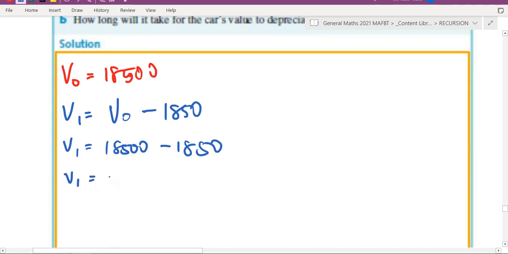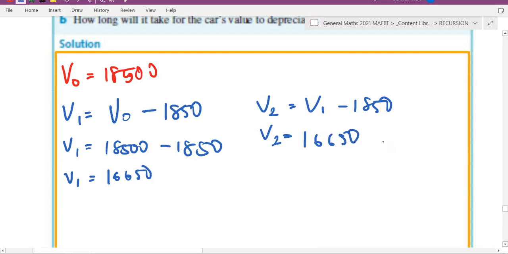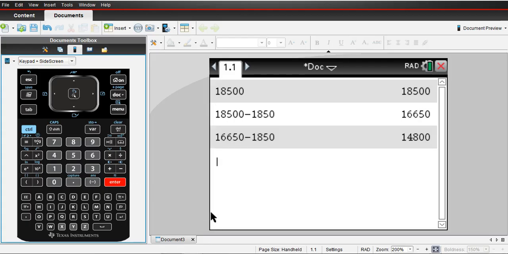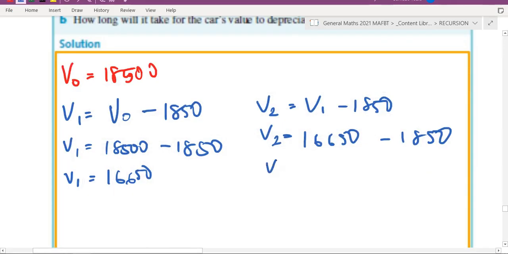Okay, and we keep repeating it. So V2 is going to be V1, take away 1,850. So it's going to be 16,650, take away 1,850. Sorry for the crappy writing. And we keep repeating it. So year 2 would be 14,800. So V2 is 14,800.